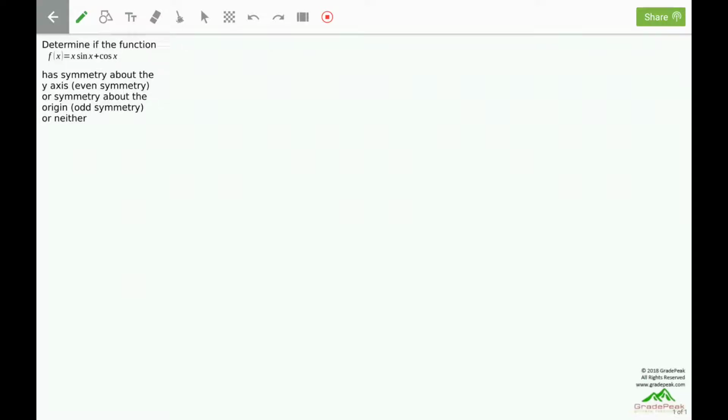Determine if the function f of x equals x times the sine of x plus the cosine of x has symmetry about the y-axis, also known as even symmetry, or symmetry about the origin, also known as odd symmetry, or neither.